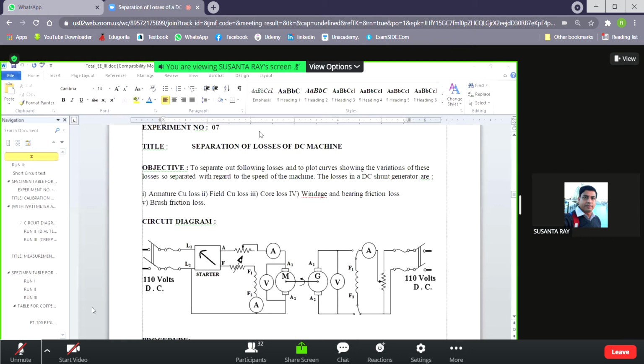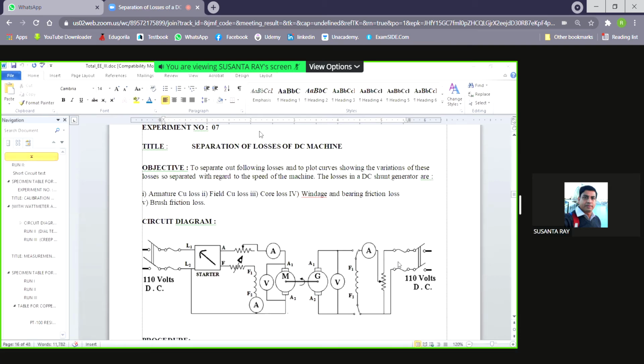So that means armature copper loss is basically a load dependent loss. So if we want to evaluate the armature copper loss, then no load operation will not be sufficient, isn't it? No load operation means the machine will rotate freely. There will be no load on this machine, no mechanical load on the machine. Okay.